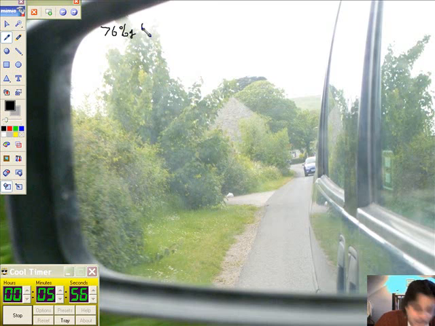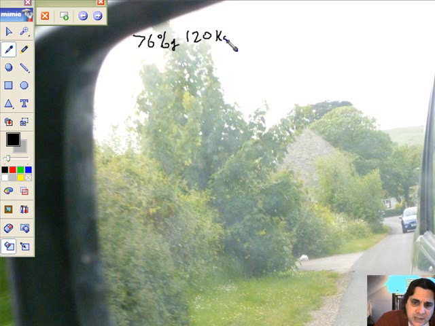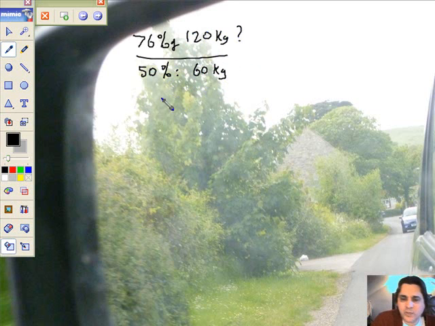Question 12. Horrible things like 76% of 120 kilograms. Well, let's do it then. This might be your exam question. 76% of 120 kilograms. Let me start with 50%. I can handle that. 50% is going to be half of it, so I've got 60 kilos so far. Put a little question mark there because that's the original question.